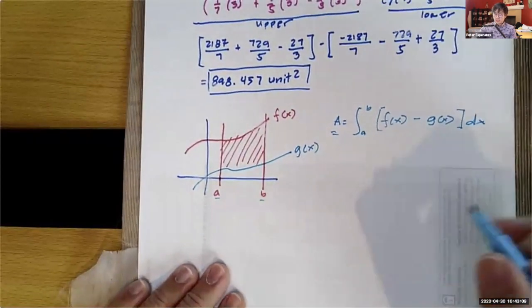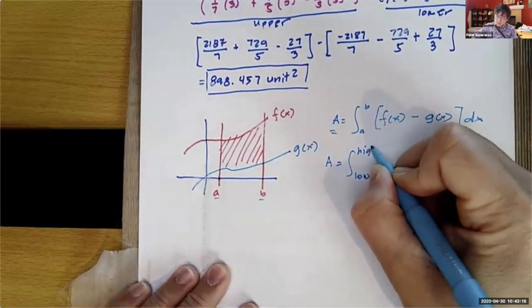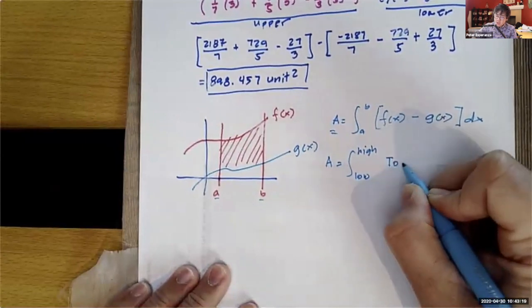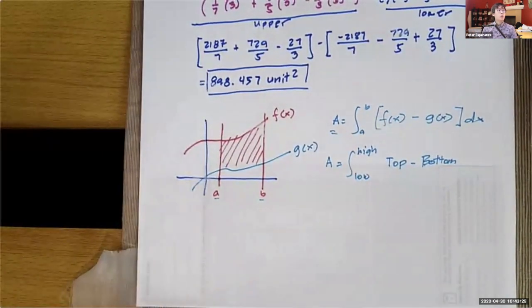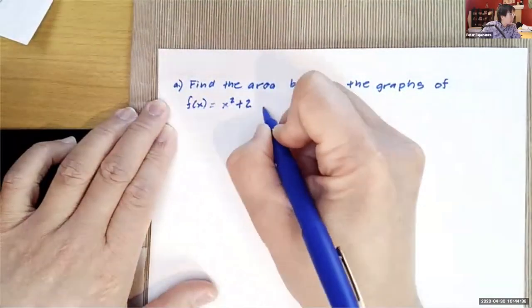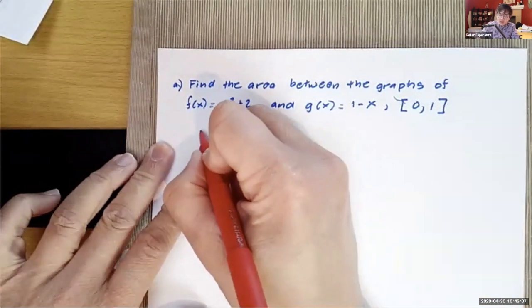And to make it more descriptive, the area is going to be the low and the high of top minus bottom function. So this is how we're going to be using our formula in finding the area between two functions under the two intervals a and b. So that is how we're going to be computing for this problem. We're going to find the area between the two graphs, f of x and g of x, between 0 and 1. So if we're going to use our formula, we're going to be computing for the area.